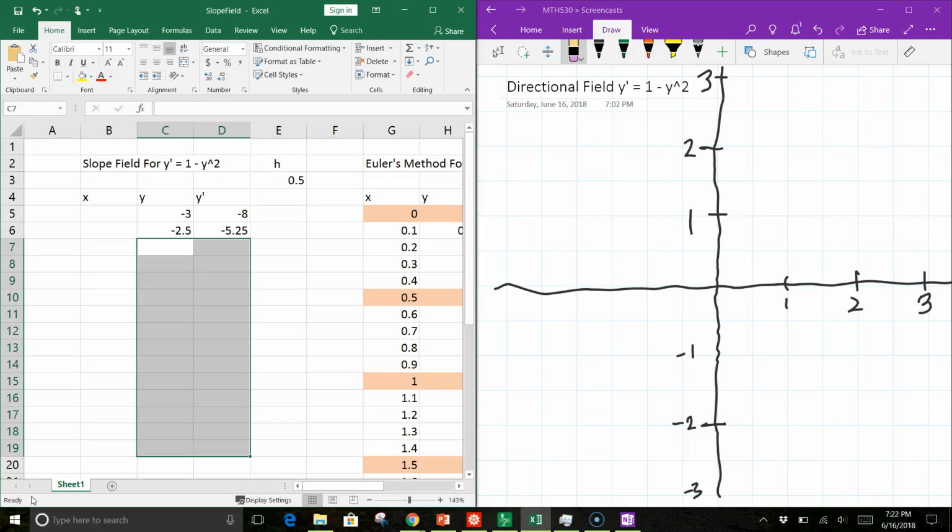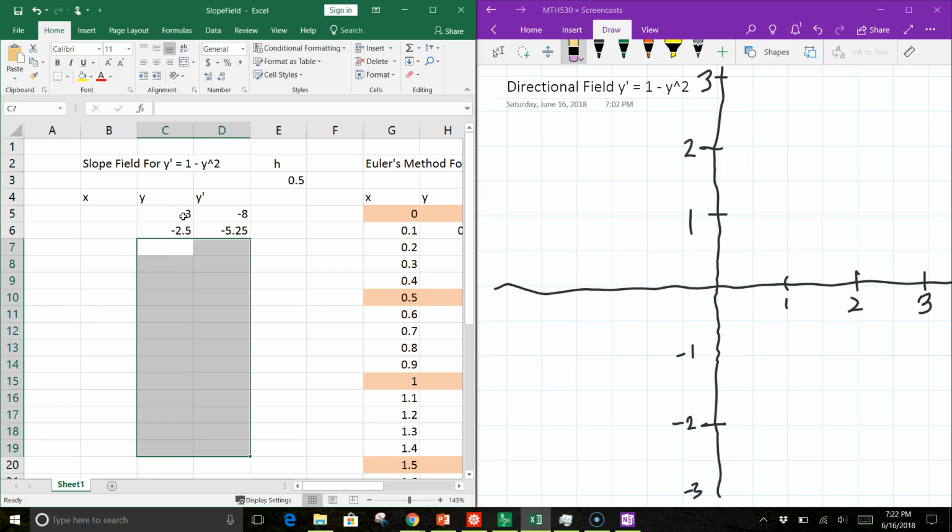Okay, so I was going to use problem number 3 out of section 1.2, the differential equation y prime equals 1 minus y to the second power, and compare the results of the slope field with points from Euler's method. I'm using an Excel spreadsheet setup to calculate slopes for the slope field and the values for Euler's method.